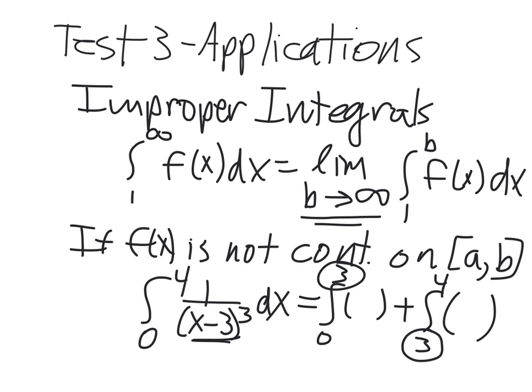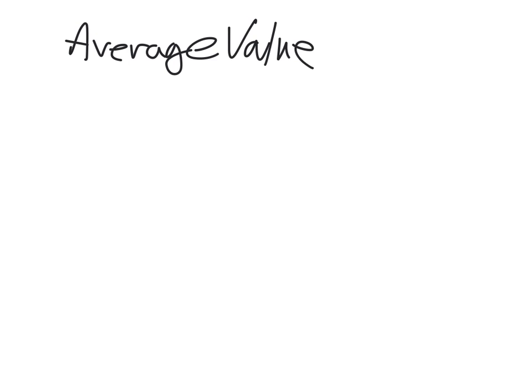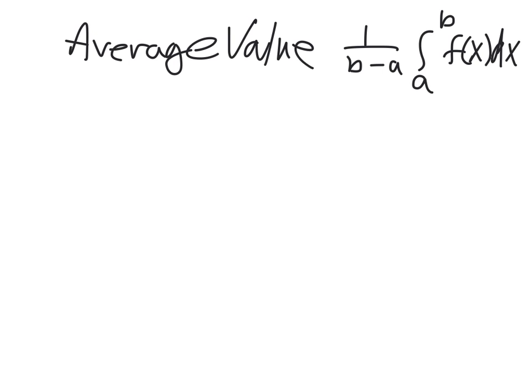Number 3 was average value of a function. And as easy as this one is compared to some of these others, you probably want 3 or 4 of these, but that's your 1 over b minus a, and then integrating from a to b of f of x dx.